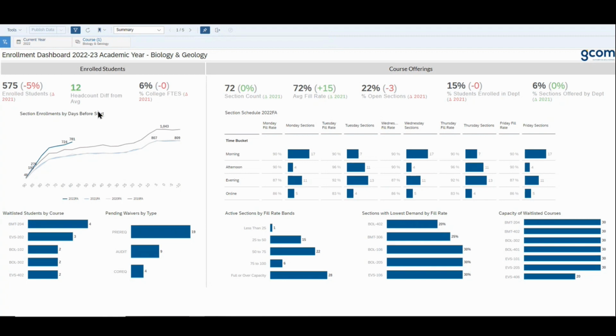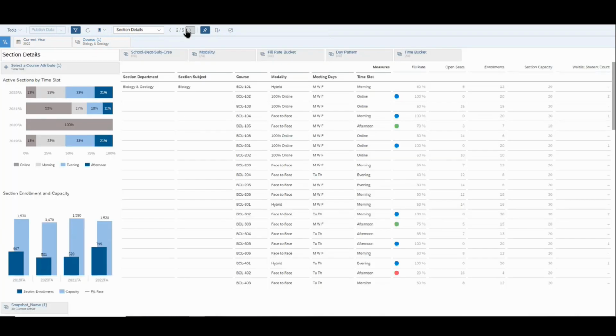They can answer questions about how current enrollment in their department compares to prior years and to other areas of the college. Before the start of registration, they can view the prior term schedule to optimize the schedule for the upcoming term. Leading up to the start of the term, chairs can use information on fill rates and demand to determine where they may need to add or cancel a section.